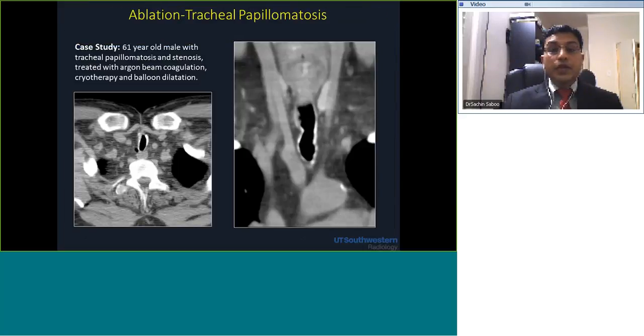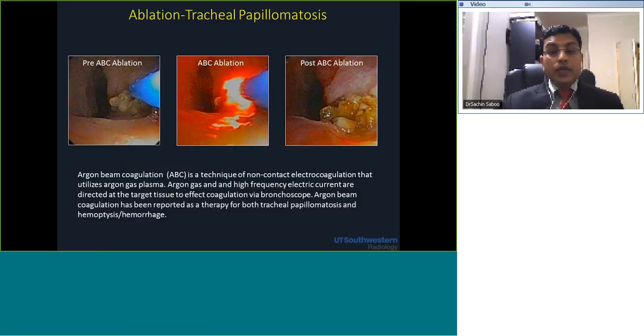This is a patient with tracheal papillomatosis, and as you can see, there is tracheal narrowing and nodular thickening of the trachea. For this, the patient underwent argon beam coagulation, cryotherapy, and balloon dilatation. These are the images from the bronchoscopic approach, which show pre-ablation tracheal papillomatosis, the patient underwent ablation, and then subsequent post-ablation bronchoscopic images, suggesting successful treatment.